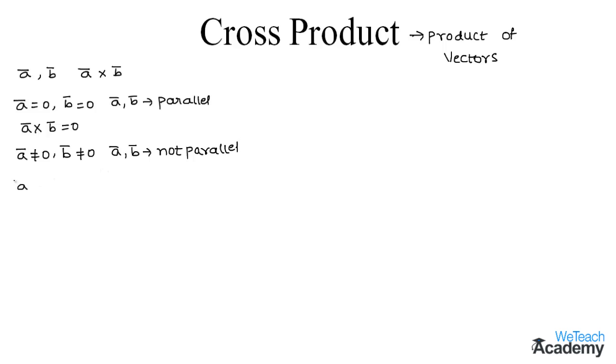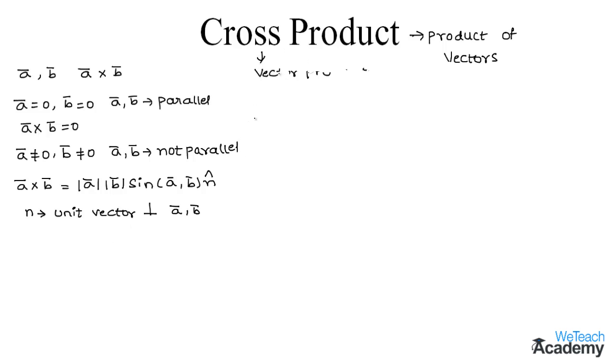And the cross product of these two vectors a bar cross b bar is given by the formula mod a bar into mod b bar into sine of angle between a bar and b bar into n cap, where n is called a unit vector which is perpendicular to the vectors a bar and b bar. Make a note that as the cross product of the two vectors is a vector, the cross product is also called the vector product. And here, if a bar and b bar are not parallel, then the cross product a bar cross b bar is perpendicular to both the vectors a bar and b bar.